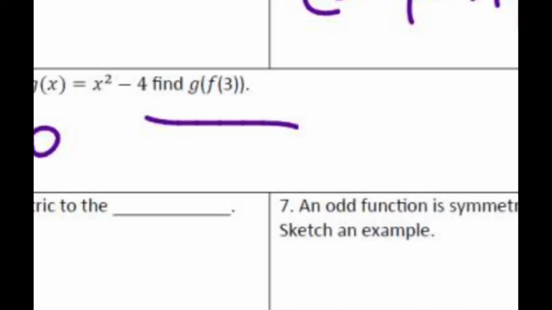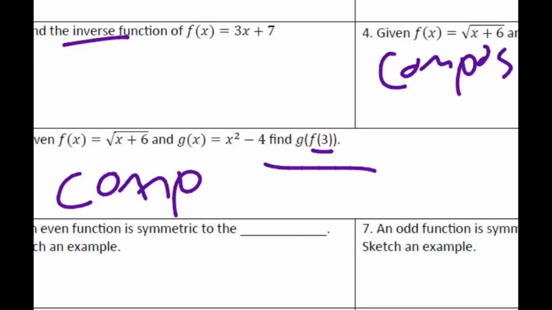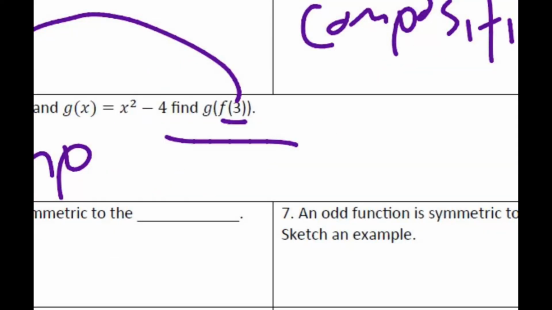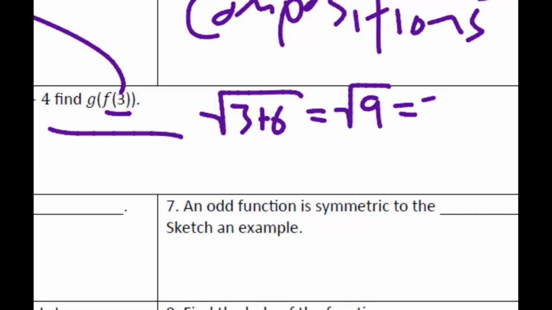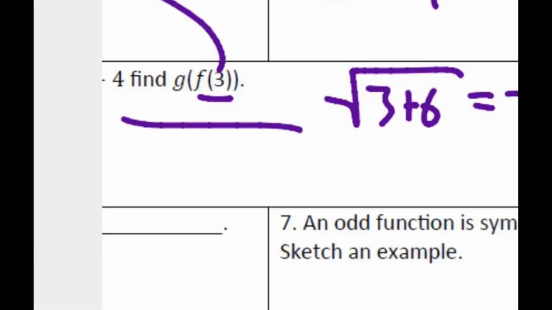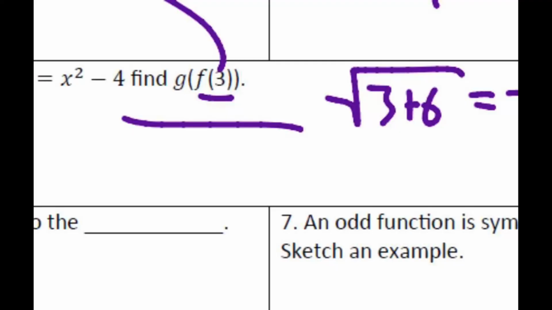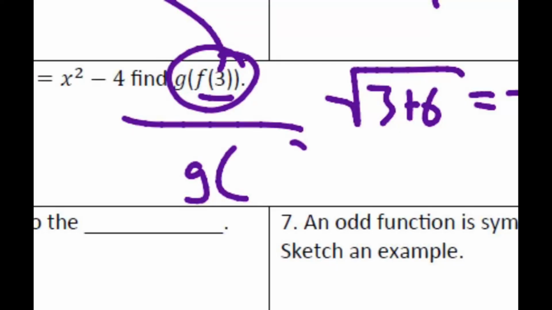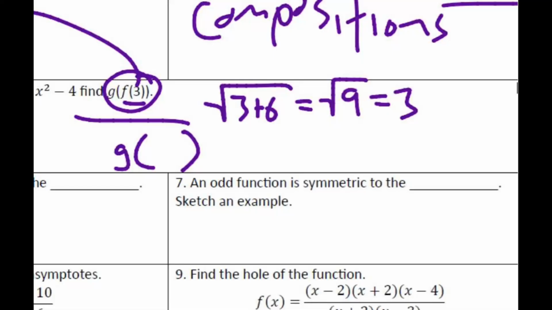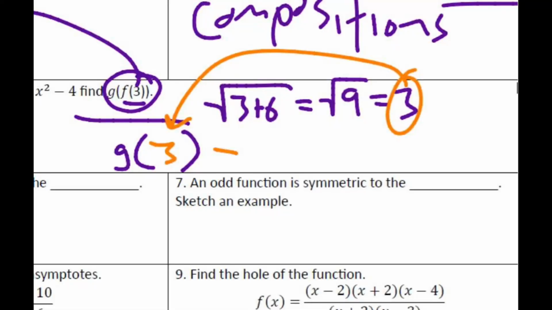So here we're given a numerical thing to do, and we always start with the inside piece. So I'm going to plug in a 3 for every x that I see in the function f. So over here I'm going to write this as 3 plus 6 equals 9, and the square root of 9 is 3. So if I know that f of 3 equals 3, then right back over here that says g of f of 3. Well, g of f of 3 just equals 3. So I'm going to replace that. Now this says g of 3.